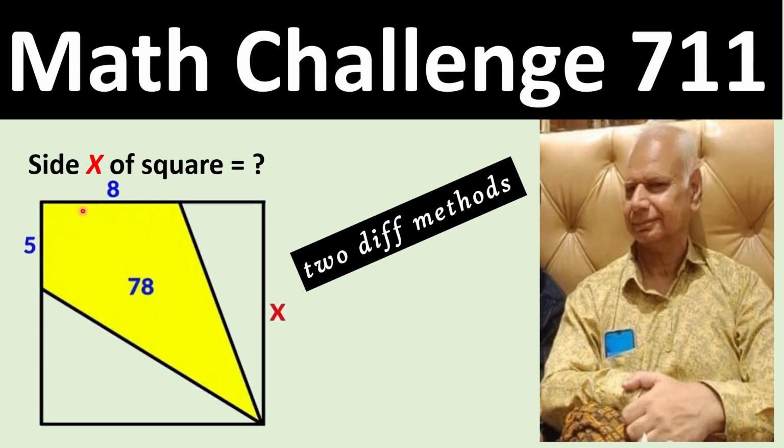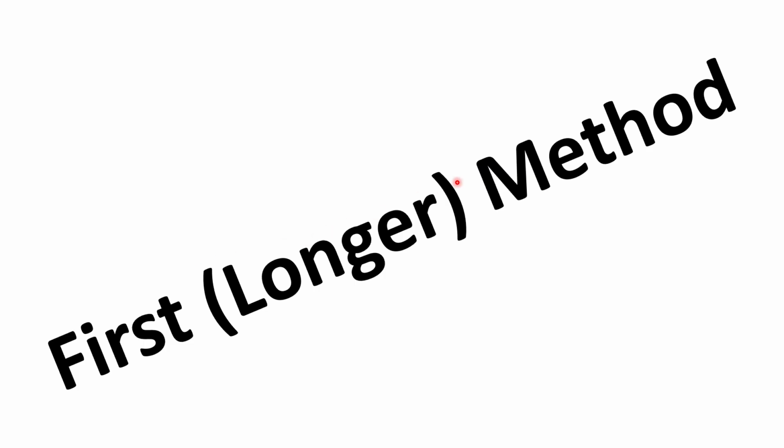So we have to find the length of the square, and we will do it using two different methods. Not one method but two different methods. One using a simple formula and one without using any formula. So by two different methods we will calculate the value of x, the length of the side of the square. First method, a bit longer method, but we will not use that special formula. Then we will see the second shorter method.